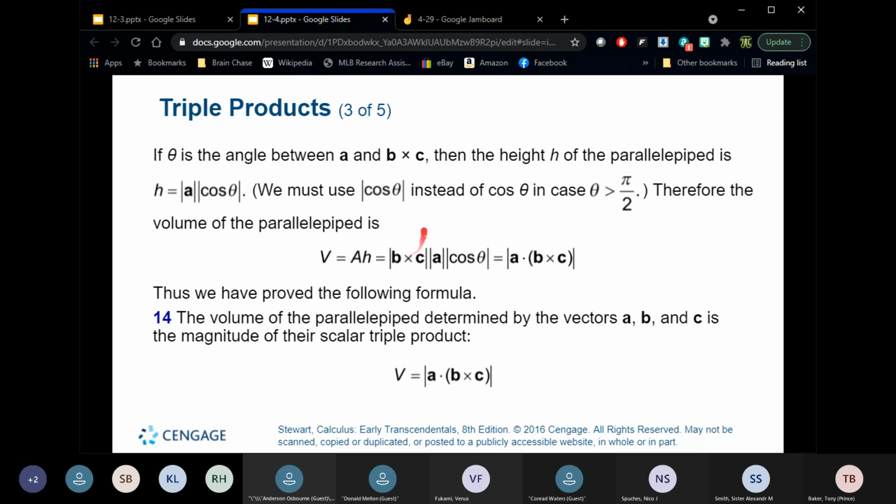So the cross product of B and C, the length of that. And then if we remember, the length of A times the cosine of theta is the dot product of those things. So that is where the dot product comes in. So we can figure out the volume of this based on the dot product of A and the cross product of B and C.